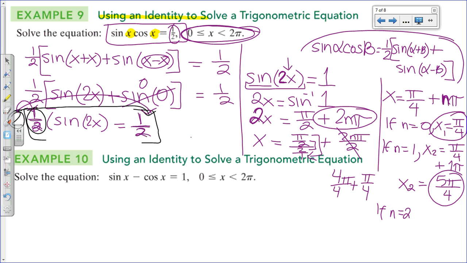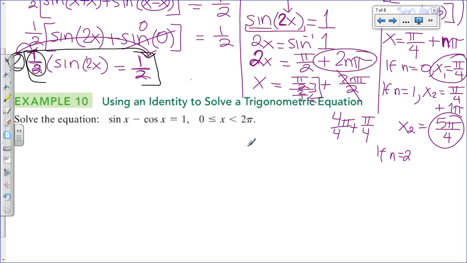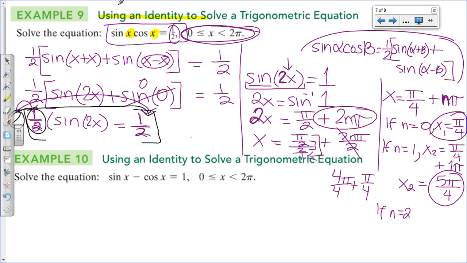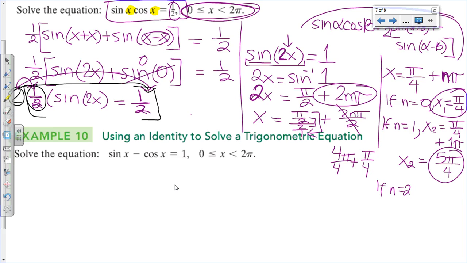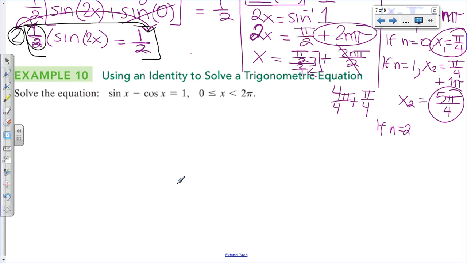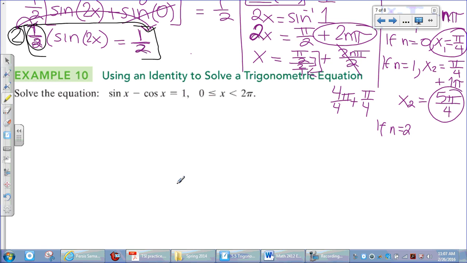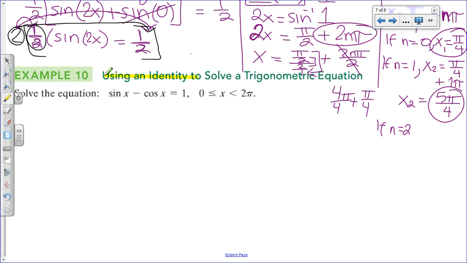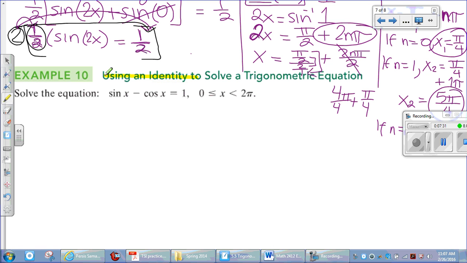Any question on that one? All right. So remember, for this one, we had to use an identity. Okay? Now, let's move on to example 10. And we're also going to have to use an identity for that one. Let's move on to example 10.